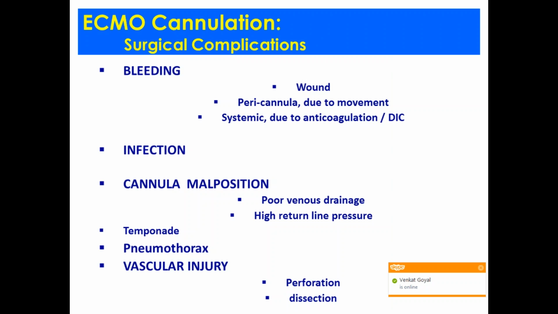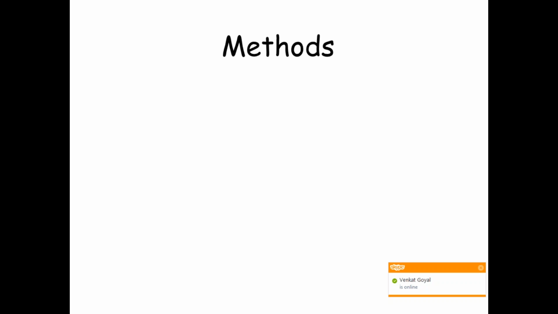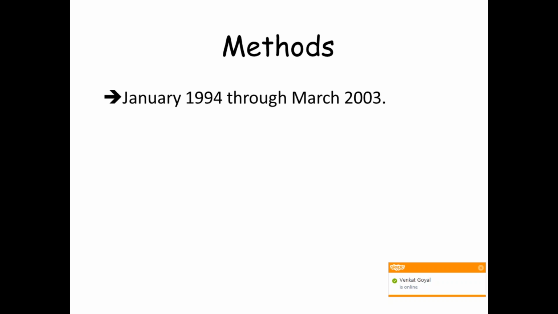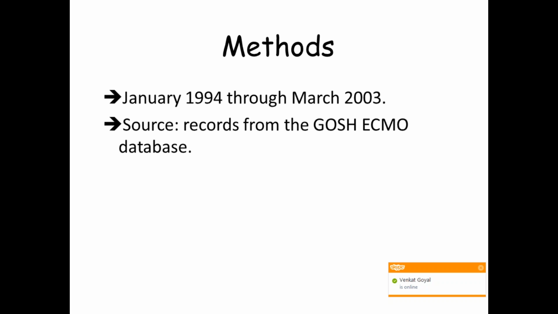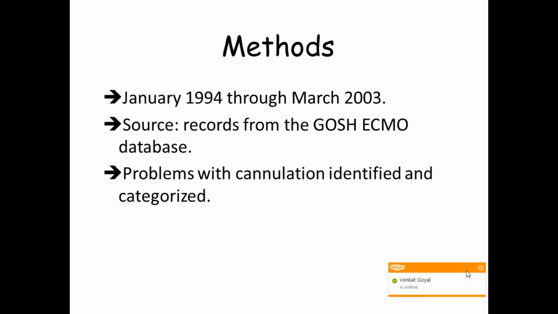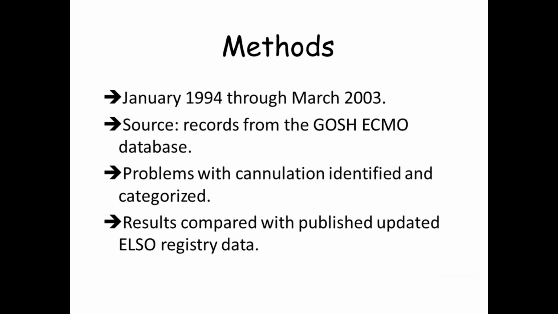ECMO cannulation surgical complications can be bleeding, infection, cannula malposition, tamponade, pneumothorax, and vascular injury in terms of perforation or dissection. And the cannulation complications have been reported in the ELSO registry.